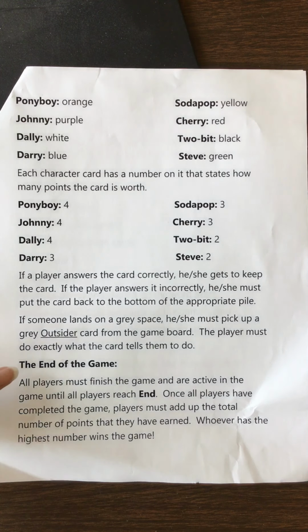Now, the last part is the end of the game. People always want to know, how can I win the game? So in this part, all players must finish the game and are active in the game until all players reach the end. Once all players have completed the game, players must add up the total number of points that they have earned. Now remember, they earned it through the cards. Whoever has the highest number wins the game. So this is how you design instructions.